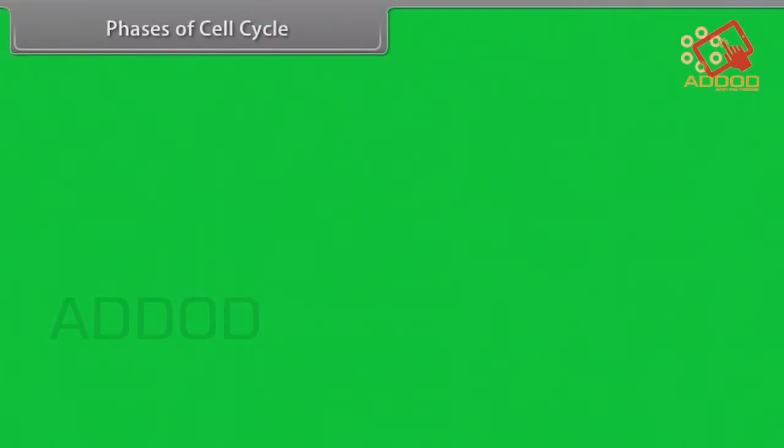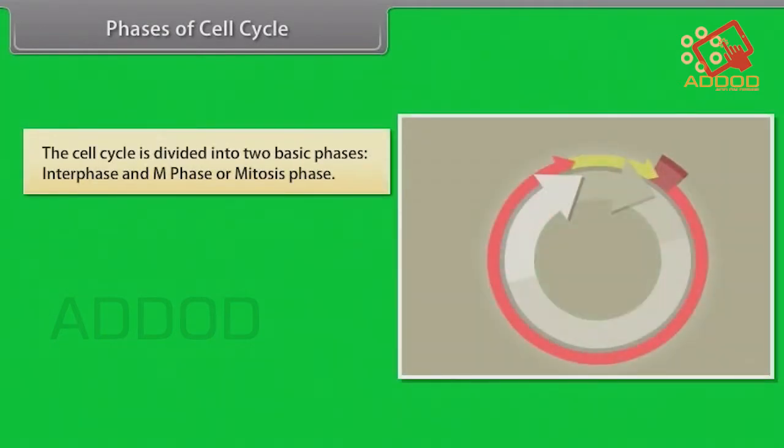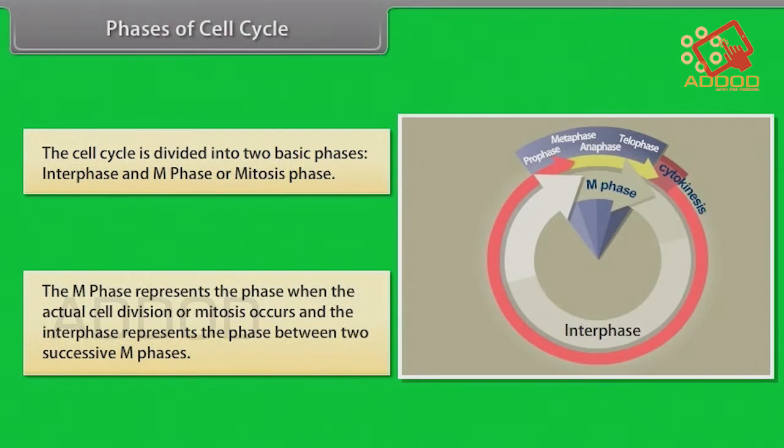Phases of cell cycle. The cell cycle is divided into two basic phases, interphase and M phase or mitosis phase. The M phase represents the phase when the actual cell division or mitosis occurs, and the interphase represents the phase between two successive M phases.